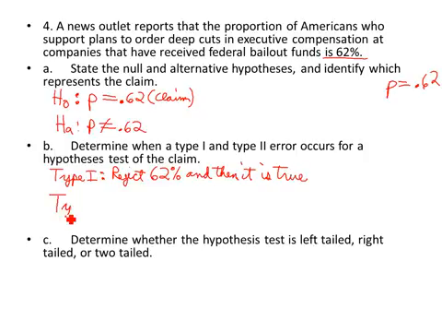Type 2 error, anybody remember what a type 2 error was? We fail to reject and it's still true. All right, so we fail to reject 62%, and then it is false.